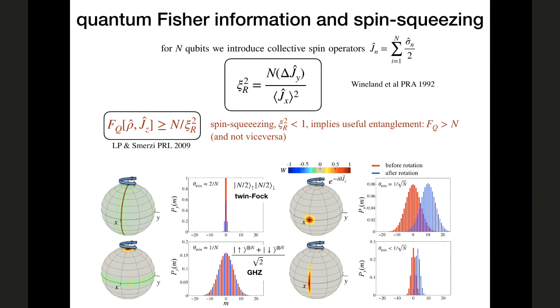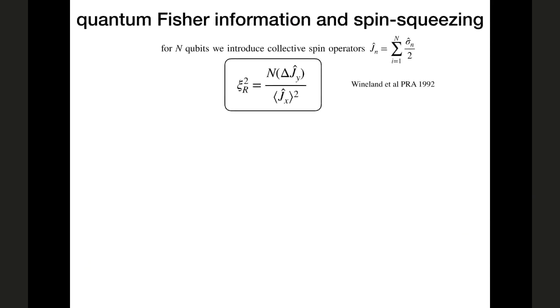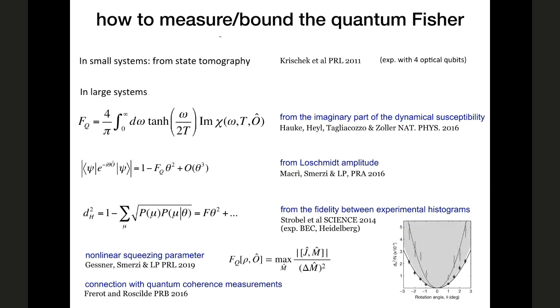So there are different strategies to assess the Fisher information. In this slide, I give you an idea of the strategies that have been considered to get the quantum Fisher information or to bound it. I also want to point out that lower bounds to the Fisher information are very useful because they are able to detect entanglement. The spin squeezing is a lower bound to the quantum Fisher information, which is experimentally relevant and has been widely used to detect entanglement.